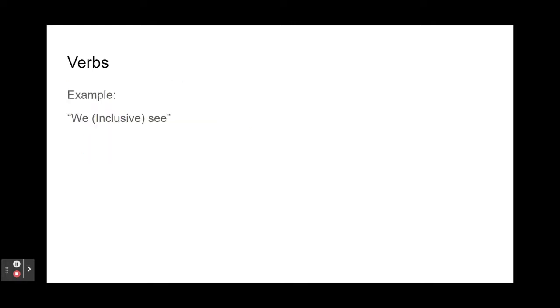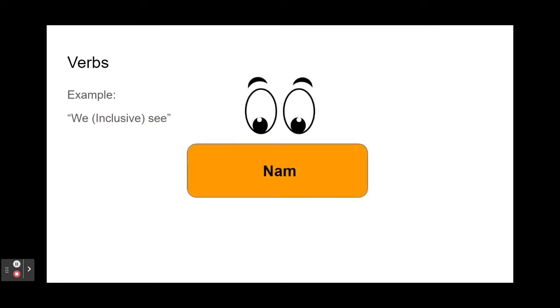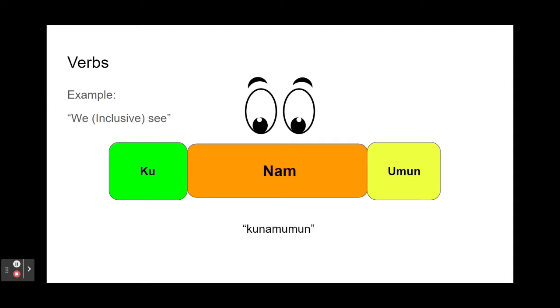So let's look at some examples. How do we say we see, in that we, including you, see? We have the word root see, which is nam. We add the pronoun prefix ku, but since it's we inclusive, we have to add the pluralization that's relevant, which is umun. So we inclusive see is kunamumun.